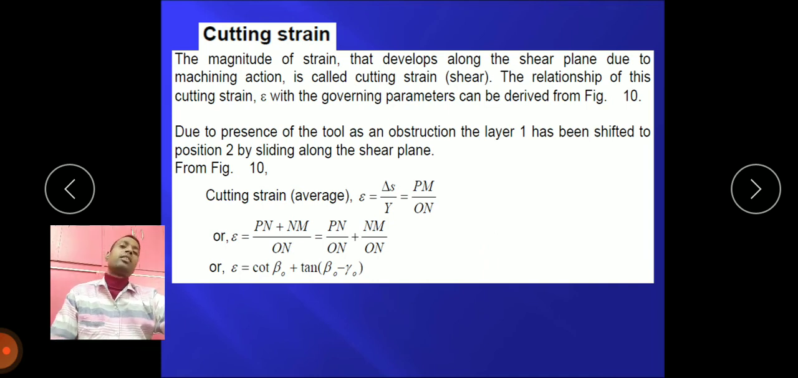What is the cutting strain? From this formula, epsilon equals cot beta O plus tan(beta O minus gamma O). So please remember this formula. Any kind of numerical problem you can solve with the help of this formula.